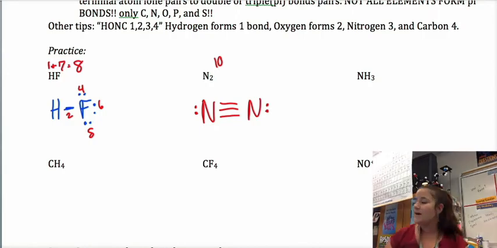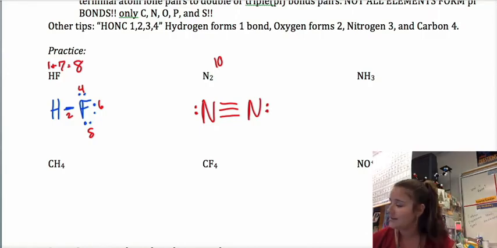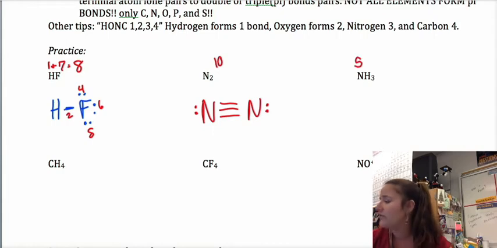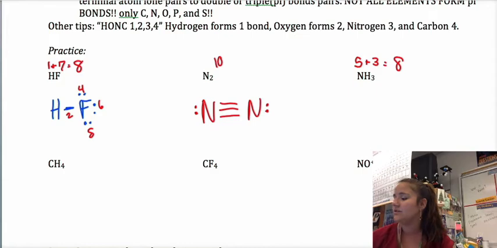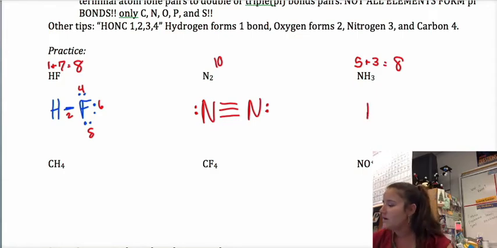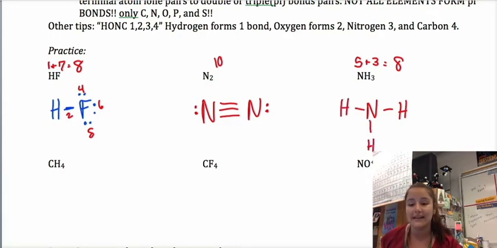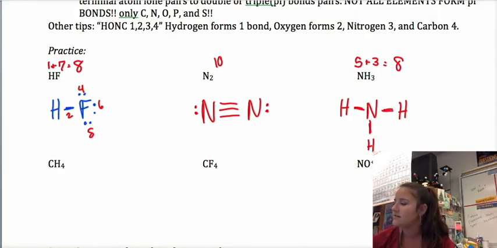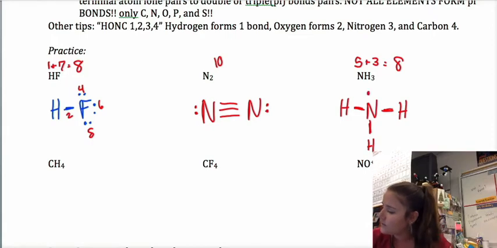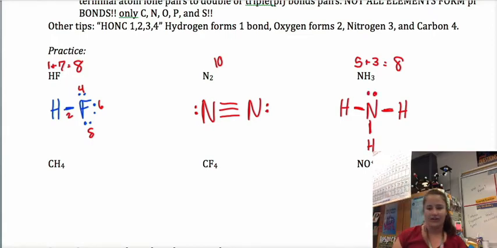Okay. What about nitrogen and 3 hydrogens? Nitrogen has 5. Okay, hydrogen each has 1, so that's 3 more, so we have 8 total electrons there. Let's put our nitrogen in the middle. Hydrogen, hydrogen, hydrogen. There's 6 of our electrons so far. Okay, remember each line is 2 electrons. We have 2 more. Hydrogen can't have lone pairs, so we put it on the nitrogen.